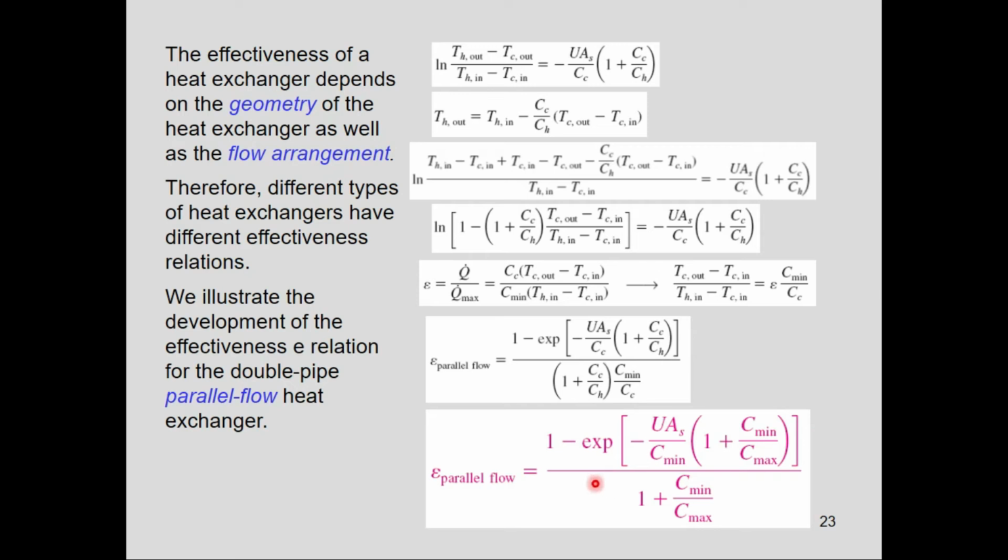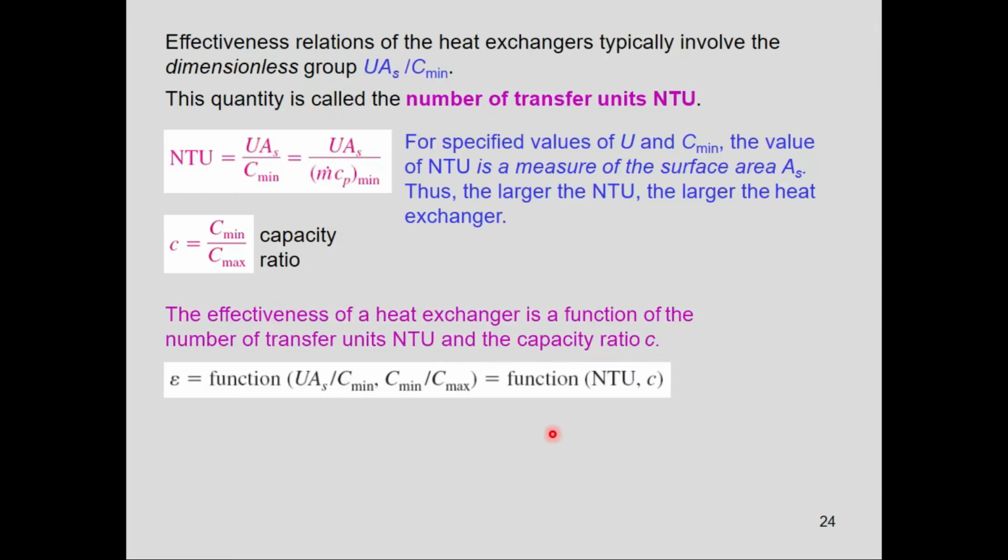In this formula nothing is new, everything is already known. For example, U is the overall heat transfer coefficient, AS is the surface area, C min is the minimum heat capacity rate, and C max is the maximum heat capacity rate. Everything in this formula is given, so nothing is new. In the upcoming slide I will also explain the effectiveness relation of the heat exchanger.